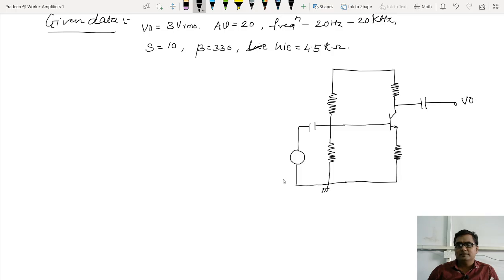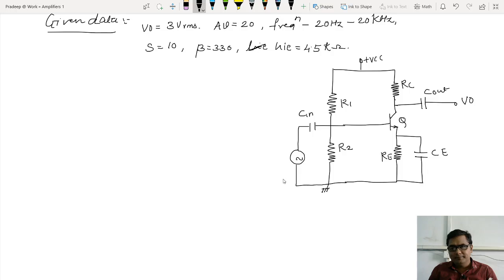Here I am taking the output voltage. This is VCC, I'll write plus VCC. One capacitor, we had a discussion about it, is the bypass capacitor, call it CE. Call the others R1, R2, C in, C out, and this is RC. Let me call this RE, and this is the transistor Q or T, whatever it is. All done? Yes, this is the circuit diagram.